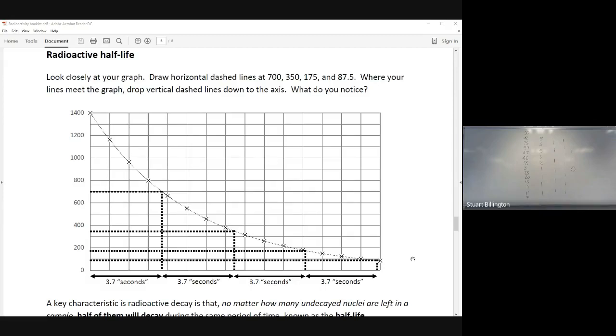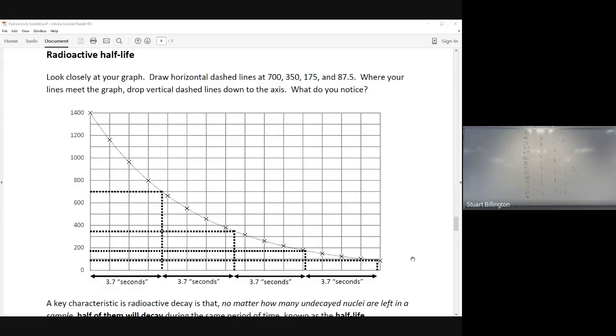Now, I don't know how long these 3.7 things are going to go along until I've got none left. But it does seem to be the case that every 3.7 throws, however many atoms I've got left, I lose half of them. Now, people sometimes think this is a bit weird, that I lose 700 in the first 3.7, but I only lose 350 in the second 3.7, and then I only lose 175 in the next 3.7.